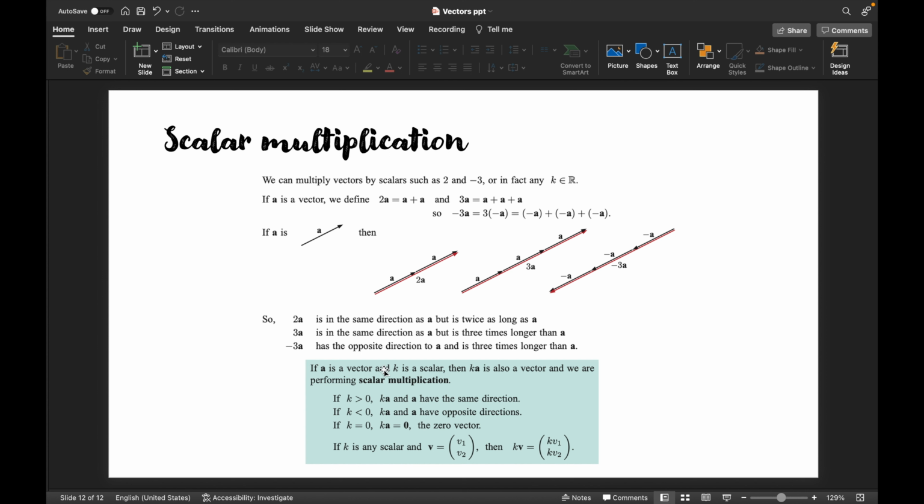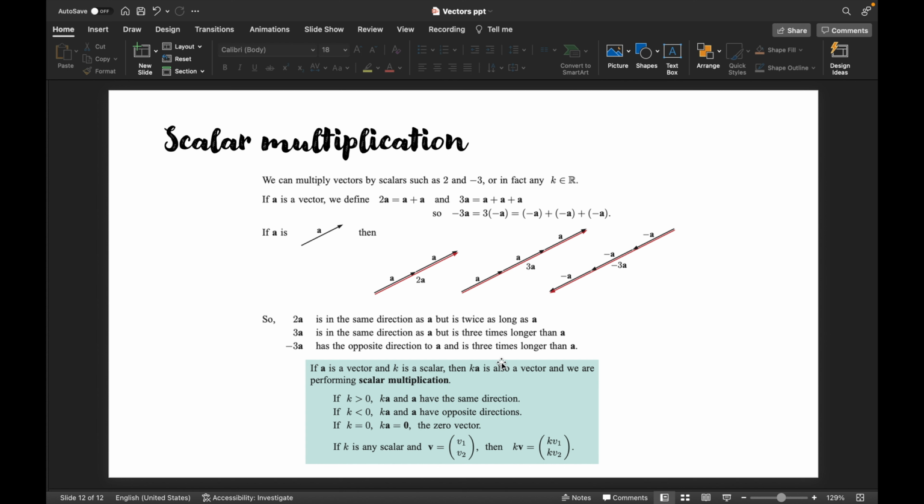And that's all you need to know. So 2a is the same direction as a, but twice as long as a. 3a is the same direction as a, but 3 times longer than a. Minus 3a has the opposite direction to a and is 3 times longer than a. So 3a and minus 3a are negative vectors. And yeah, this is the general thing you'll need to know.